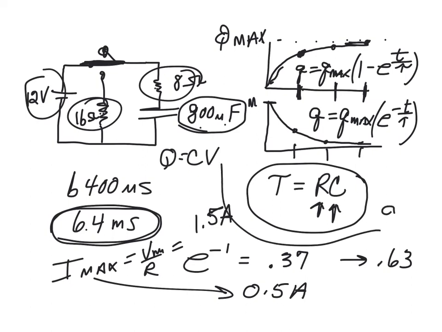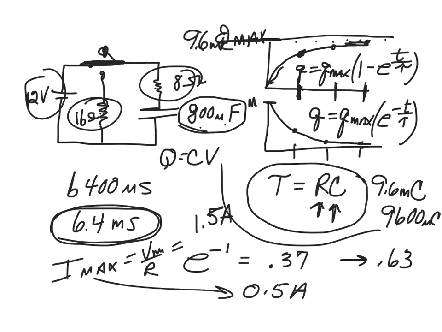you would have gotten 9,600 microcoulombs, or 9.6 millicoulombs. And so that's where this charges to. And so on your graph, you should have written 9.6 millicoulombs. And you should have all this labeled 6.4, 12.8, with the label of time, with the label of the units, milliseconds.